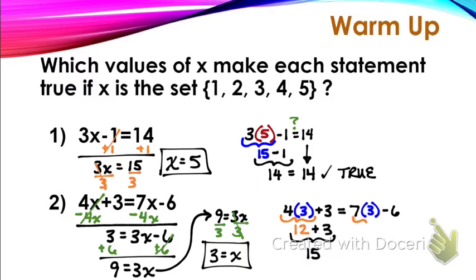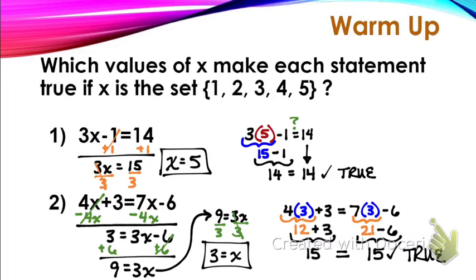Over on the right-hand side, the first thing I would do is multiply 7 and 3 together to get 21. And then I do 21 minus 6. What is 21 minus 6? 15. So I get 15 equals 15, which is true. Do you guys have any questions for me on the bell work?